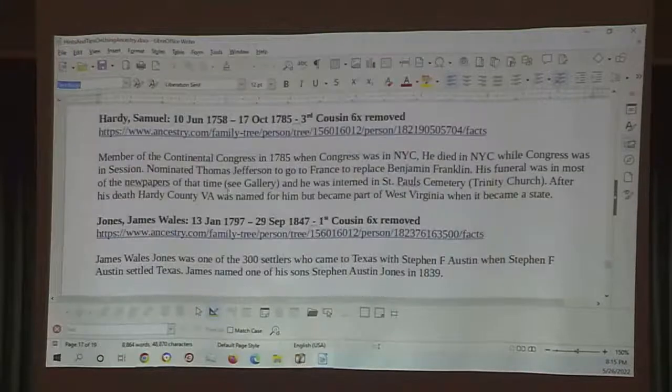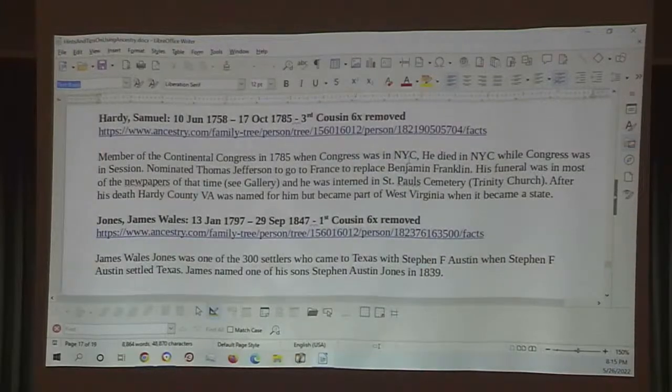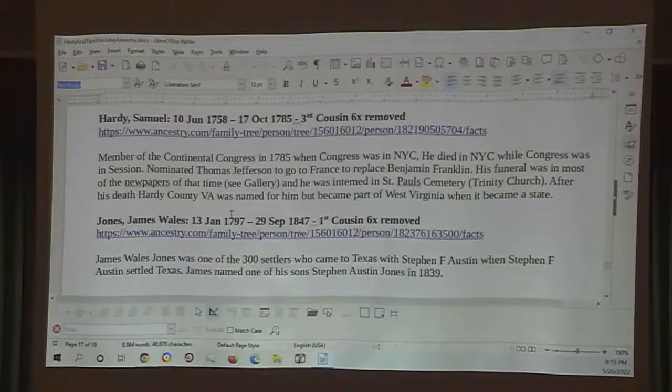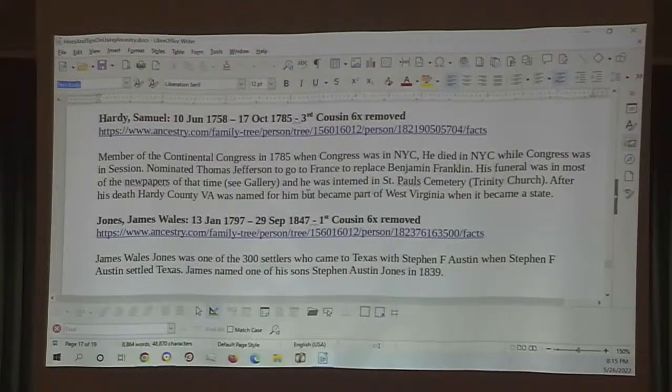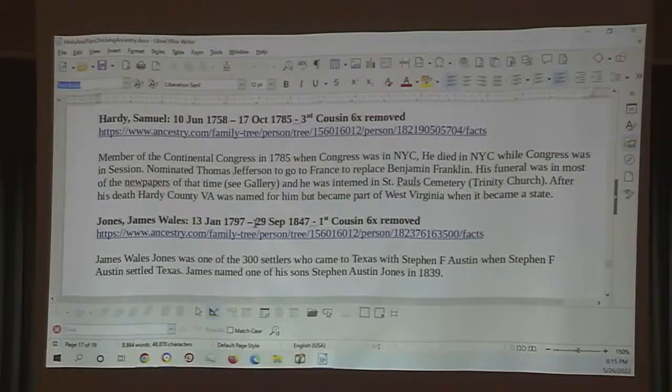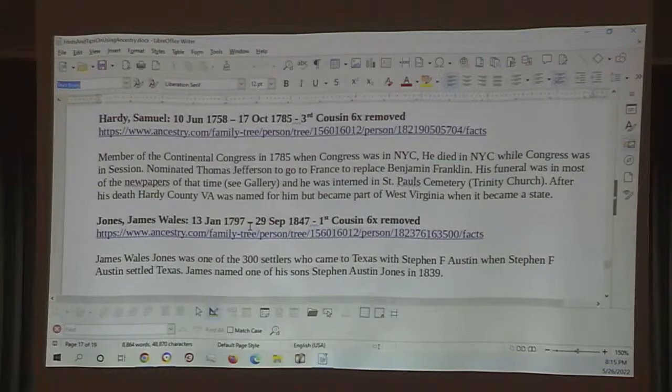Okay, Samuel Hardy, member of the Continental Congress, 1785, Congress of New York City, died in New York City when Congress was in session, nominated Thomas Jefferson to go to France to replace Benjamin Franklin. His funeral was in most of the papers at that time. See the gallery, and I actually have a copy from newspapers.com of his funeral, and all of Congress attended his funeral, and all the delegates and all that.